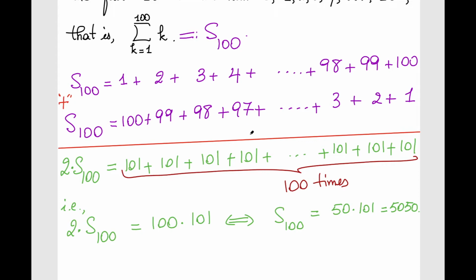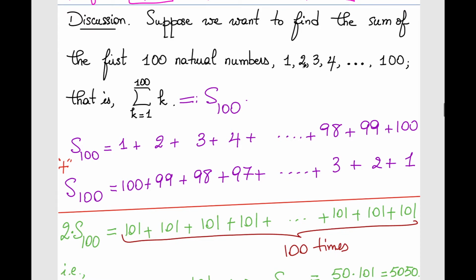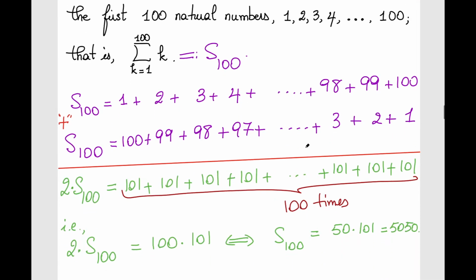This approach is way easier than adding those numbers in a naive way, 1 plus 2 plus 3, to get that number. And this approach is obviously not due to me. It's due to the famous mathematician Carl Gauss. So this approach is due to Gauss.